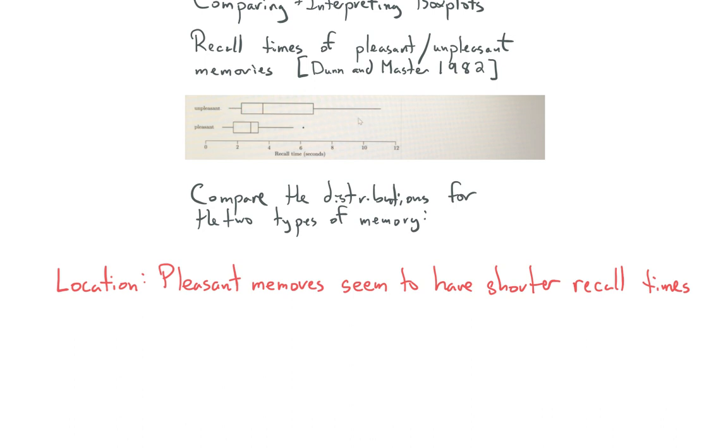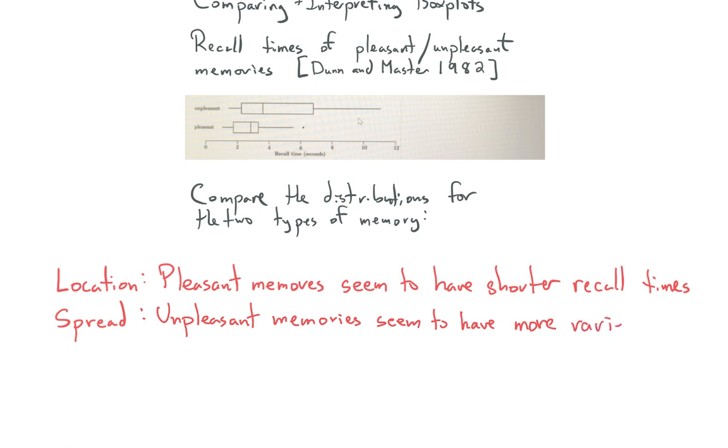Well, let's talk about spread or variation in the data. Looking at this, it's clear that unpleasant memories have a larger spread. Both the middle 50% of the data is wider in unpleasant memories than it is in pleasant memories, and the entire data set, including the most extreme 25%, is wider too. So we can say that unpleasant memories seem to have more variance, or let's say more varied recall times. They're more spread out. So that's something we can say.